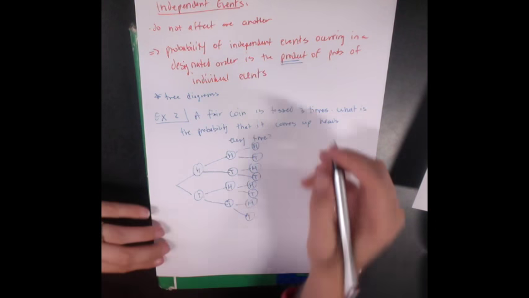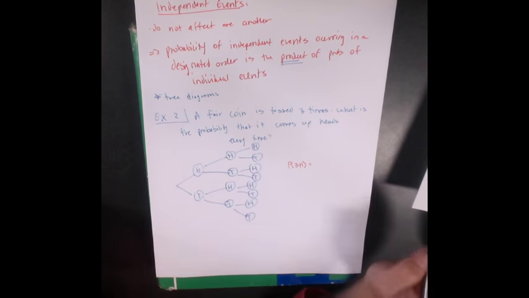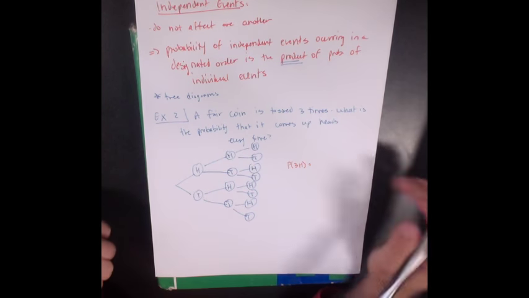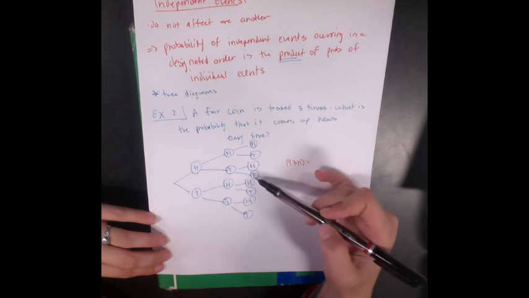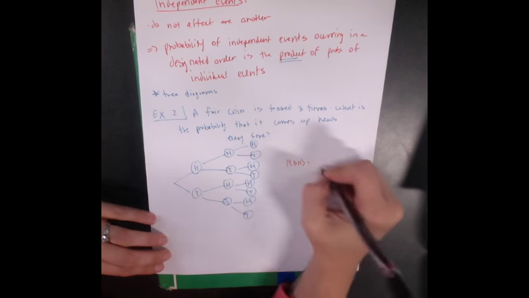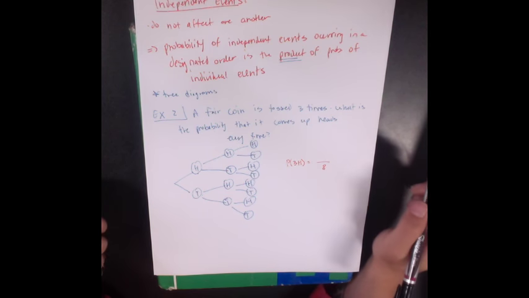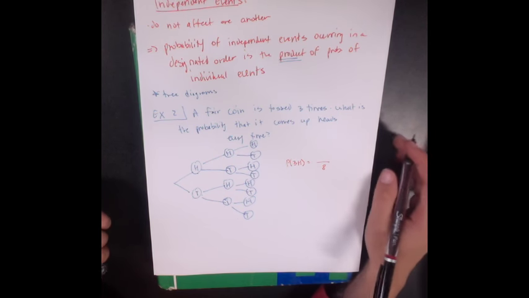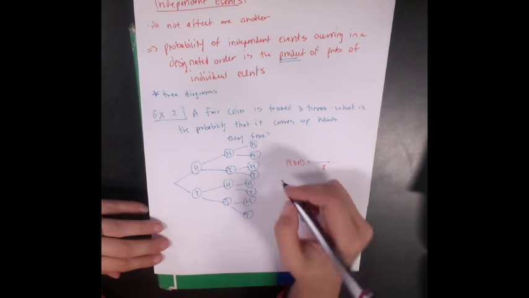Now, I want the probability of 3 heads, right? Heads every single time. Now, if I look at the end, 1, 2, 3, 4, 5, 6, 7, 8, I have 8 possible outcomes. Okay, at the very end, I know that I should have something like that.